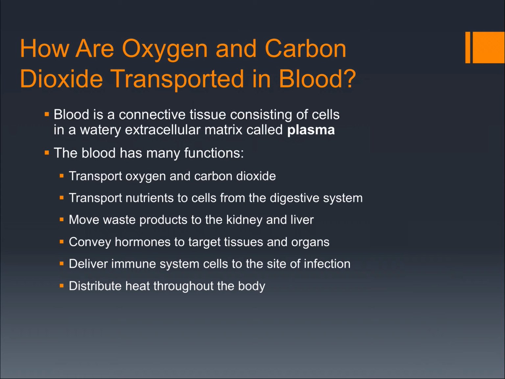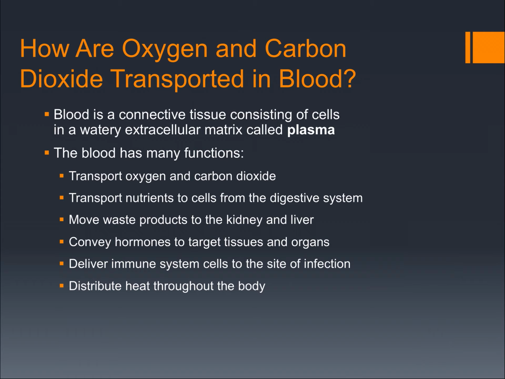So how about once oxygen and CO2 are in the blood? So what is blood? Blood's a connective tissue. It's going to consist of formed elements. It's going to consist of red blood cells, white blood cells, platelets. It's got a watery extracellular matrix called plasma. Okay, it's liquid, obviously.